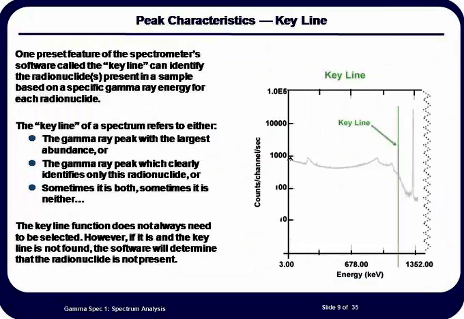This function does not always need to be selected. In those cases, the software will determine the identity of the peak based on possible gamma ray energies in the library that are close to the measured energy. This is another preset function.